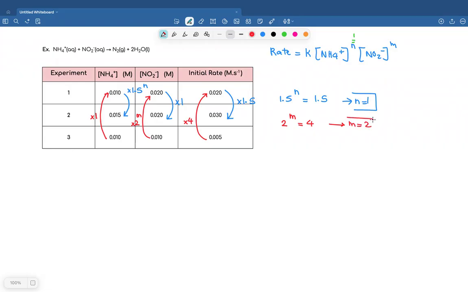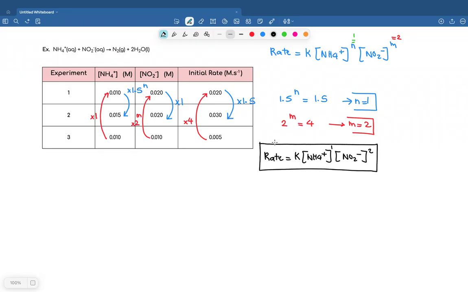So the reaction for NO2- is second order, so it's to the power of 2. Now I can conclude that my rate law is K times the concentration of NH4+ to the power of 1, and then the concentration of NO2- to the power of 2. And this is how we find the rate law for this reaction.